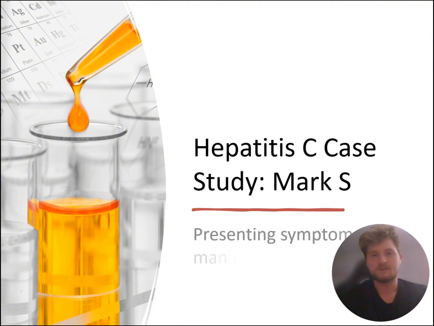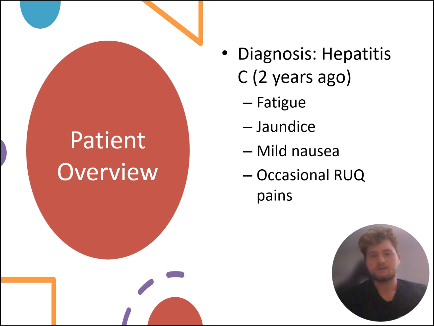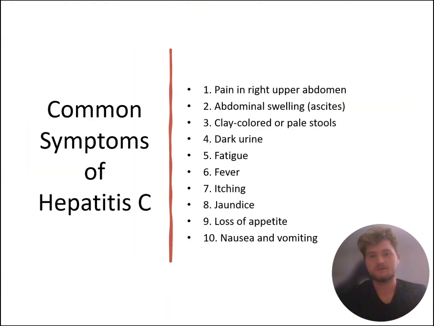I'm covering the hepatitis C case study with Mark, and I'm covering the symptoms and diagnosis. Mark was diagnosed with hepatitis C 2 years ago, and his symptoms include fatigue, jaundice, mild nausea, and occasional upper right quadrant pains. The common symptoms of hepatitis C include pain in the right upper abdomen, abdominal swelling, also known as ascites, clay-colored or pale stools, dark urine, fatigue, fever, itching, jaundice, loss of appetite, and nausea and vomiting.